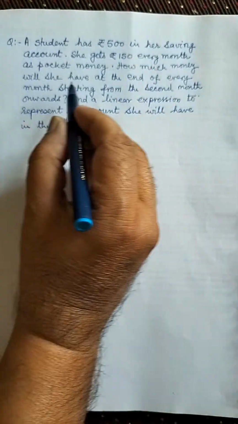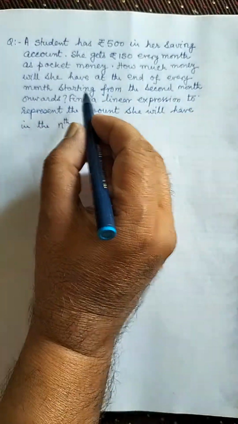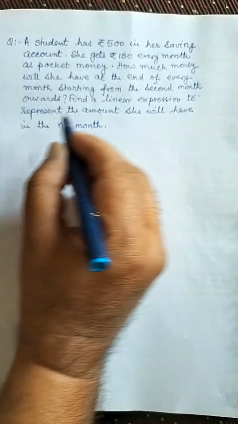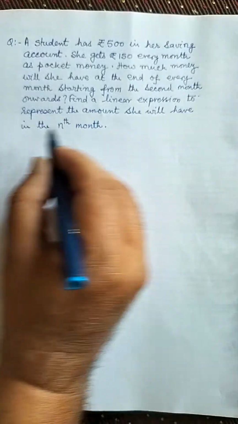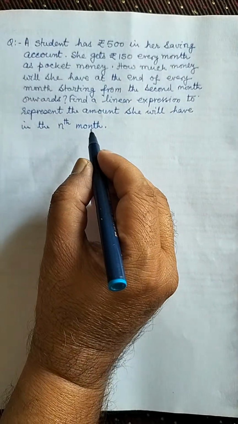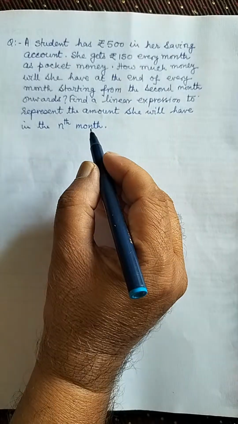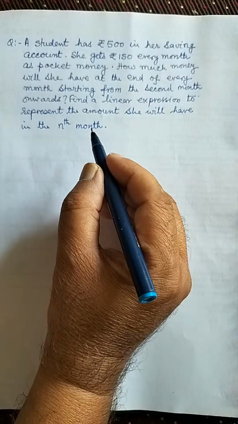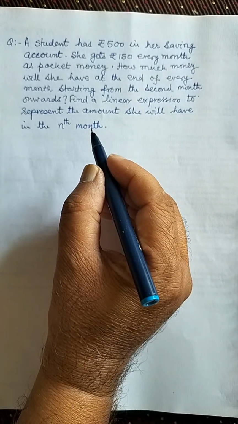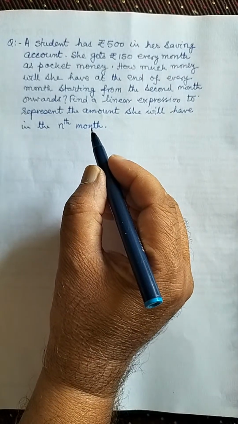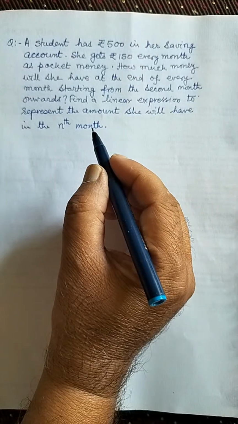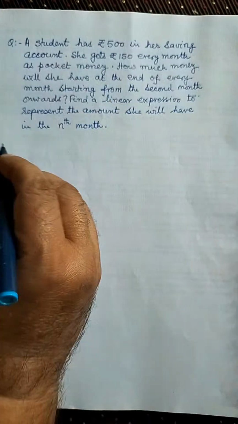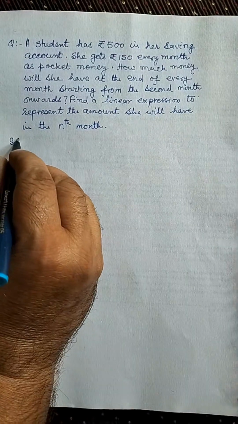How much money will she have at the end of every month starting from second month onwards. Find a linear expression to represent the amount she will have in the nth month. In the last video we talked about linear relationship, how we find it out. I gave an example of squares and we did it. So we will continue that with this question. Now here the solution. Let's start the solution.